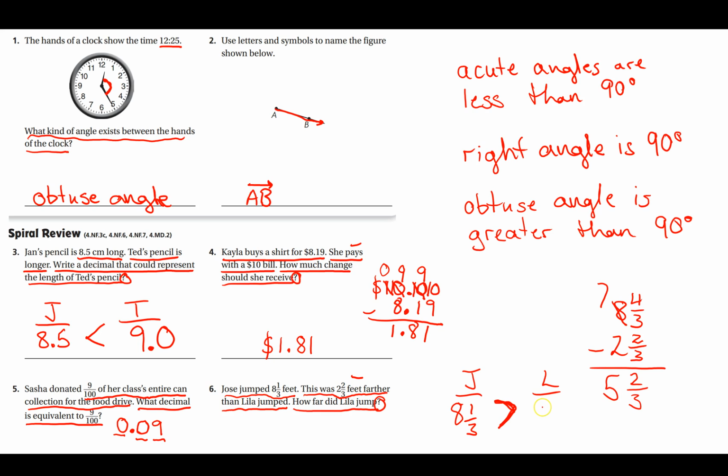And so how far did Lila jump? 5 2/3 feet.